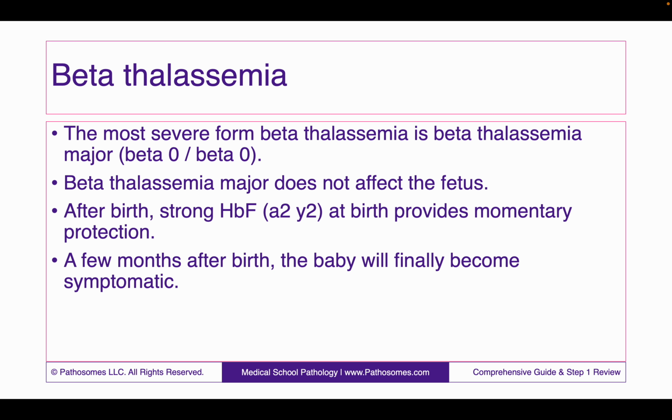Beta thalassemia major does not affect the fetus, but after birth, strong hemoglobin F, due to alpha 2 gamma 2 at birth, provides momentary protection. But a few months after birth, when the baby's making its own red blood cells, the baby will finally become symptomatic.